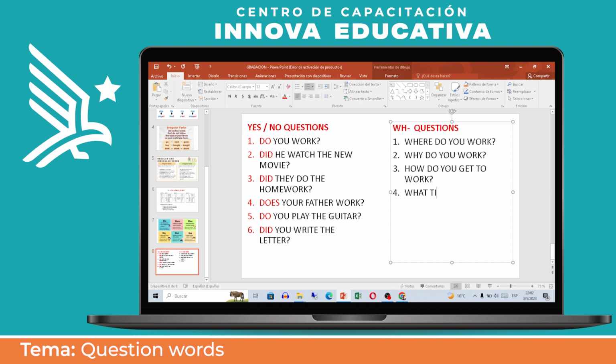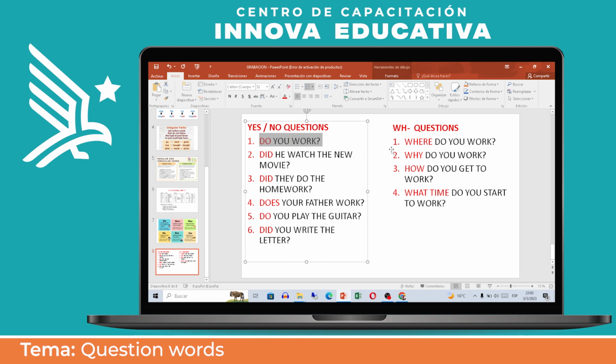Yo incluso quiero preguntar a qué hora empieza a trabajar. What time do you start to work? ¿A qué hora empiezas a trabajar? Look at this. I am using the question words. In this case, we add the word time. Y en esta ya le añadimos la palabra time. Todo parte de aquí.